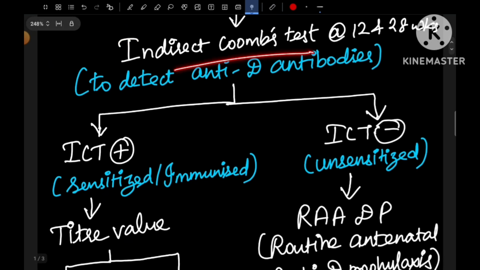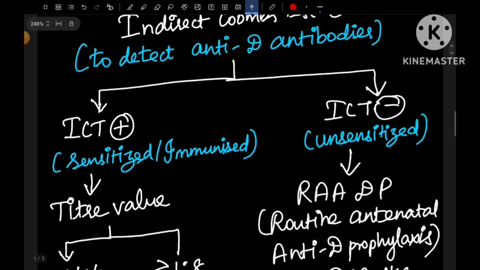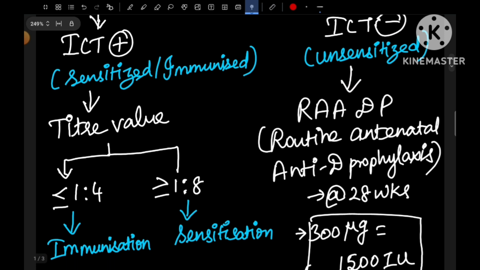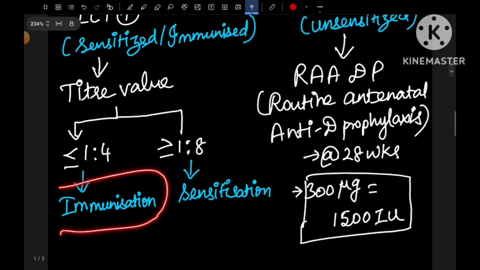So the indirect Coombs test is done at 12 and 28 weeks to detect anti-D antibodies. Now if the ICT is positive, we have to infer whether the patient is sensitized or unsensitized. If ICT is negative, she is unsensitized. If the ICT is positive, we have to look for the titer value. If the titer is less than or equal to 1:4, it means she has been immunized, no problem.